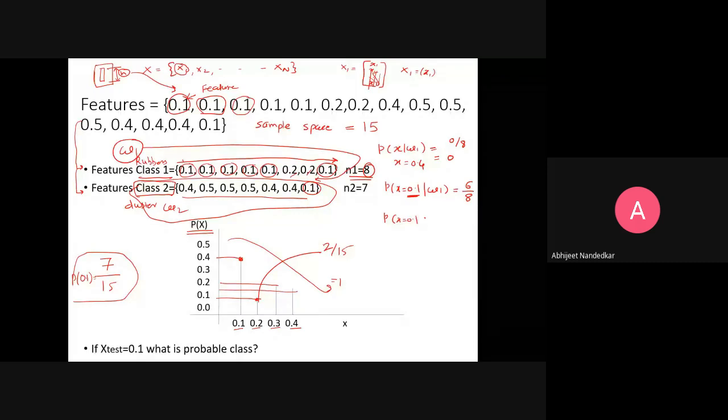If I write probability of x equal to 0.1 given omega 2, then my purpose here is to concentrate on omega 2 and see the chance of 0.1 appearing in omega 2. So just go to omega 2, this second list, and check how many times 0.1 appears. It appears just one time. One time divided by how many samples? Out of 7 samples, only one sample is 0.1. So this is called the likelihood.